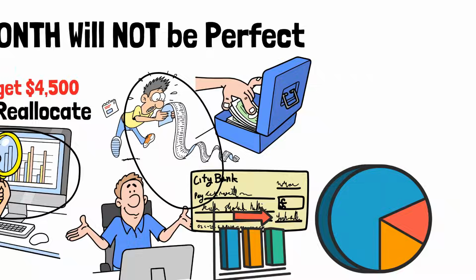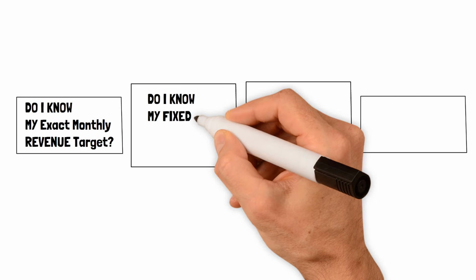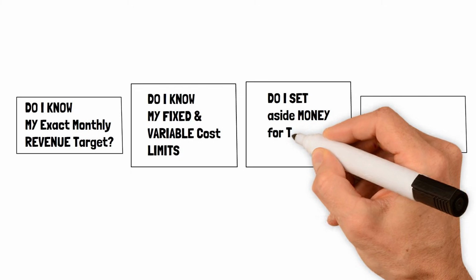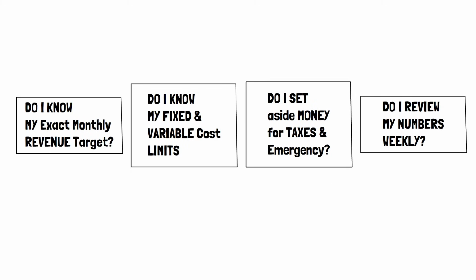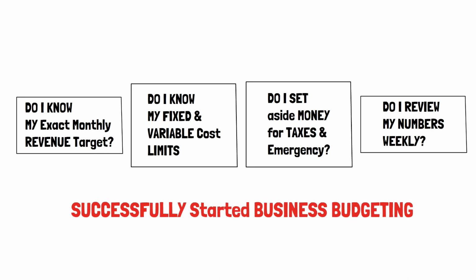Finally, measure your progress at the end of day 30. Ask yourself 4 questions. Do I know my exact monthly revenue target? Do I know my fixed and variable cost limits? Do I set aside money for taxes and emergencies consistently? Do I review my numbers weekly? If you can confidently answer yes, you have successfully started business budgeting.